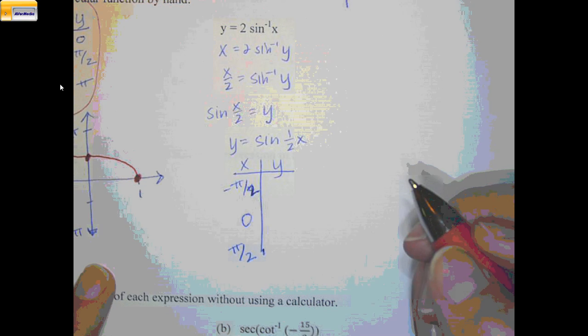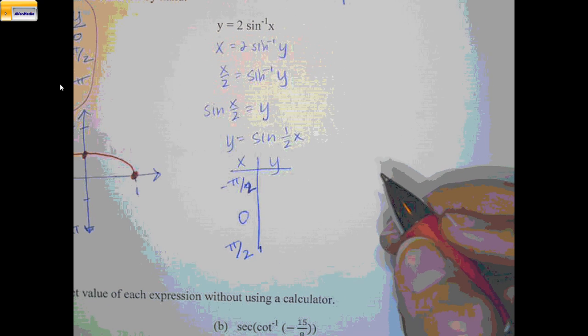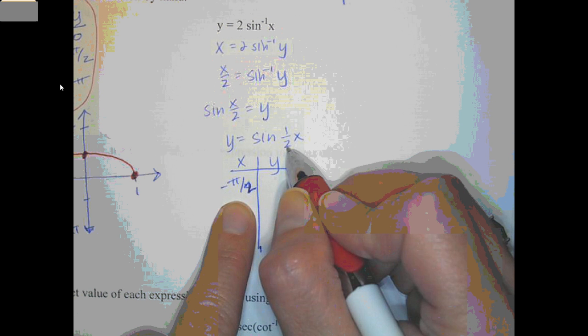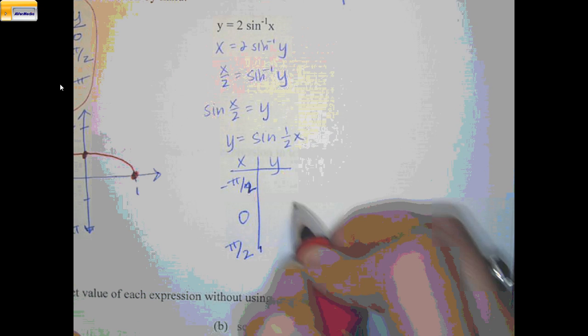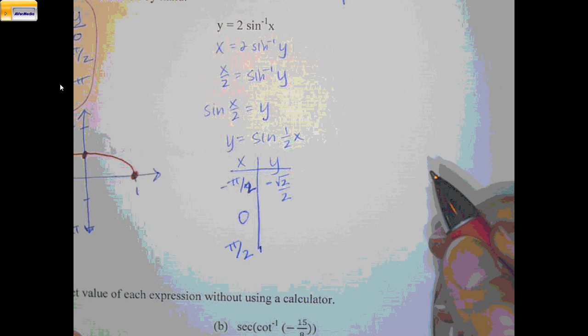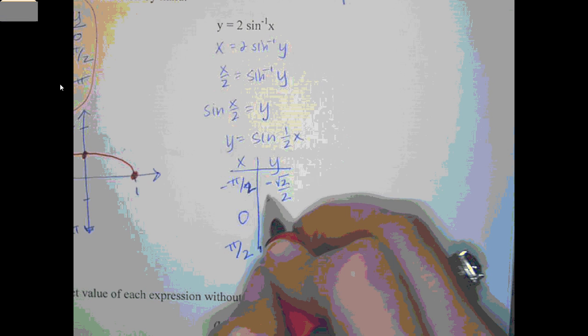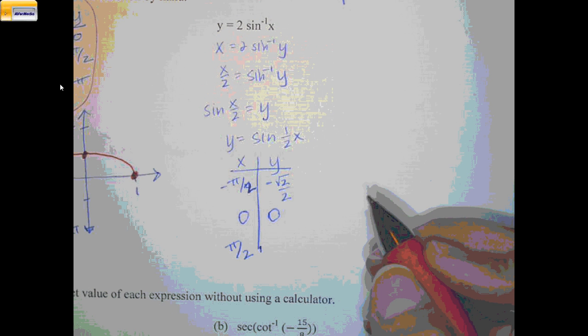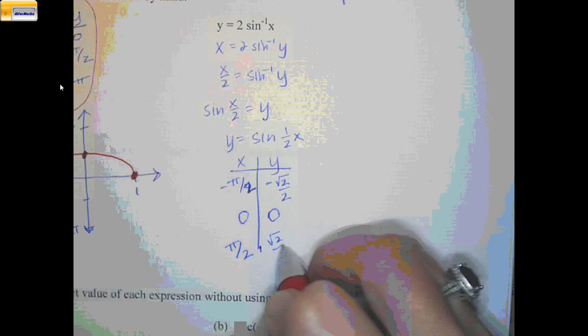Let's just find 3 points. So we're going to plug those x's in and solve for y. Negative pi over 2 times 1/2 is negative pi over 4. What's the sine of negative pi over 4? There you go. Negative radical 2 over 2. Let's plug in 0. Half of 0 is 0. What's the sine of 0? 0. That one's easy. Pi over 2, let's plug it in. Half of pi over 2 is pi over 4. What's the sine of pi over 4? Yep, radical 2 over 2.